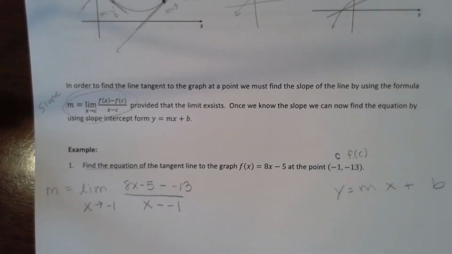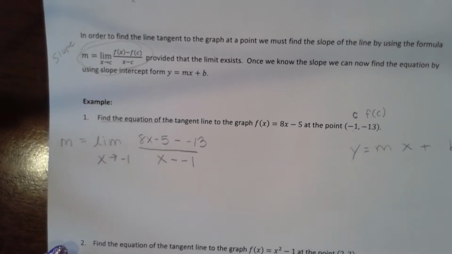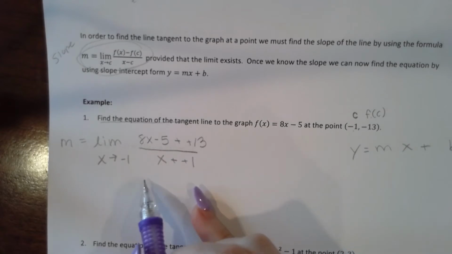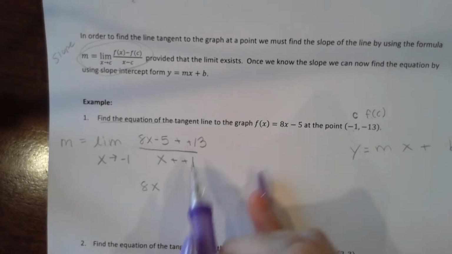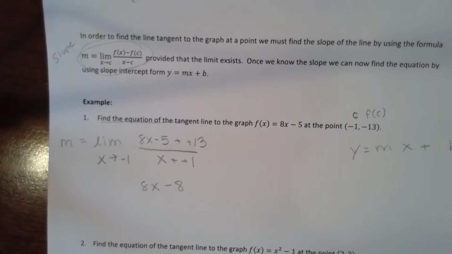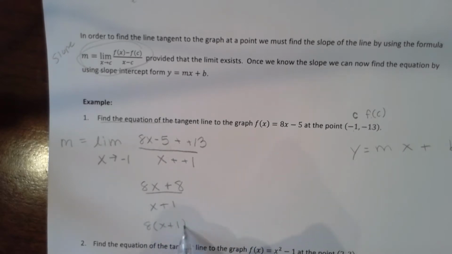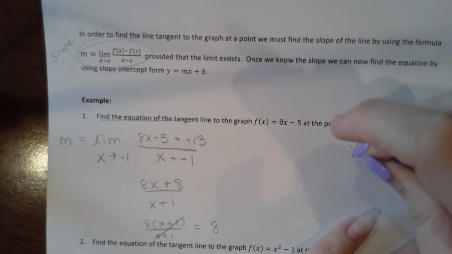So now that we have our slope written out, we can now go through and find the limit. So subtract a negative means add. So 8x plus 8 over x plus 1. We could factor out an 8 here: 8 times x plus 1 over x plus 1. The x plus 1's then cancel. Now we're going to plug -1 in for x. Well, there is no x, so that gives us an answer of 8. So that's the slope of the tangent line. So that is our m.